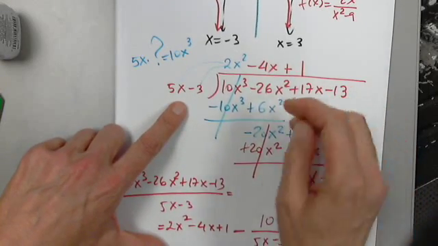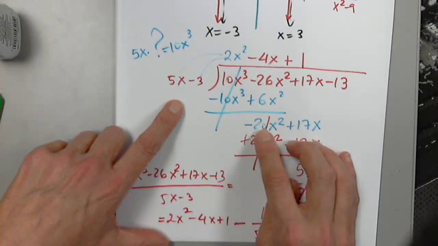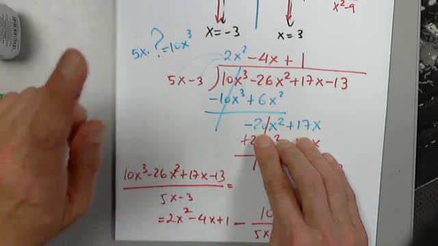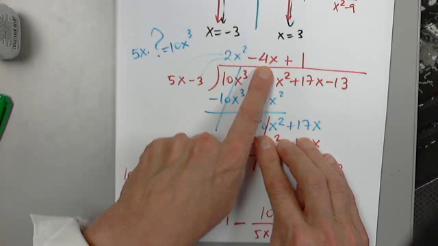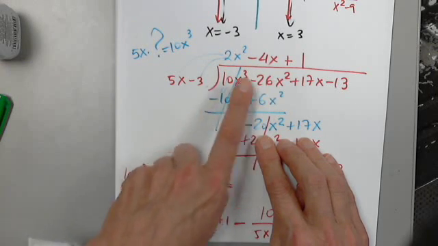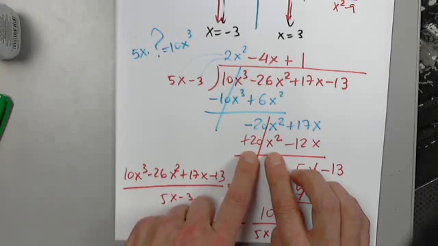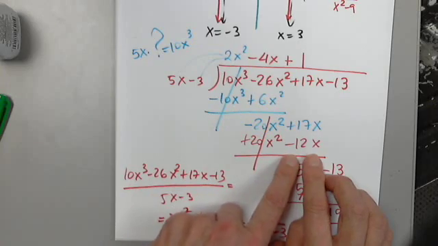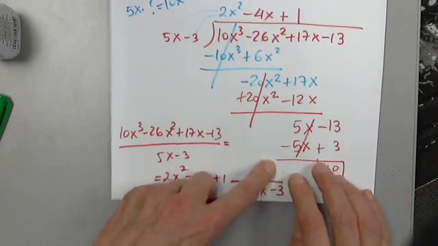Second part, yeah. Then this is gone, and then negative 26 plus 6 will give us negative 20x squared, and I bring down the next in line. Now the question is 5x times what is this? And it's negative 4x. Negative 4x times 5x is negative 20x squared. I write positive. Negative 4x times negative 3 is positive 12x, but I have to write negative. And then 5x and negative 13, and so on and so forth.